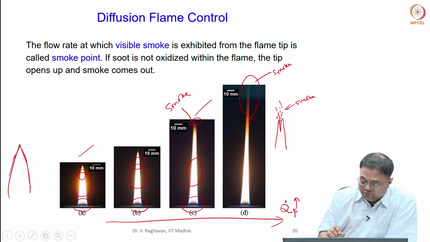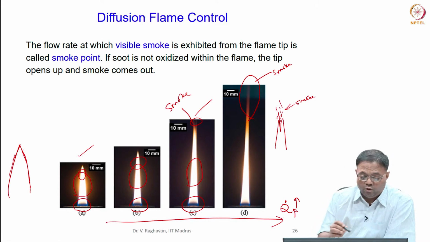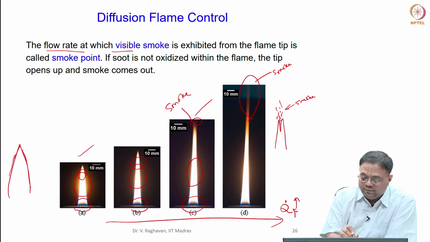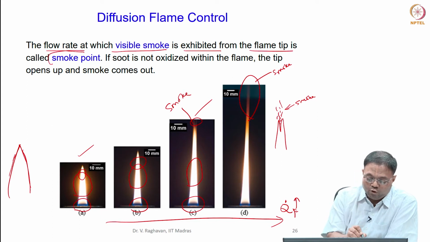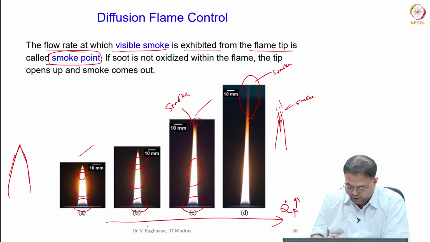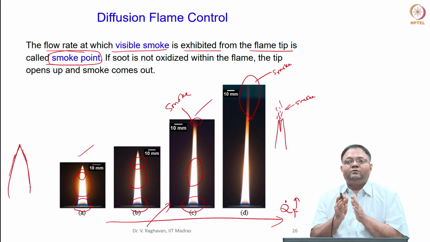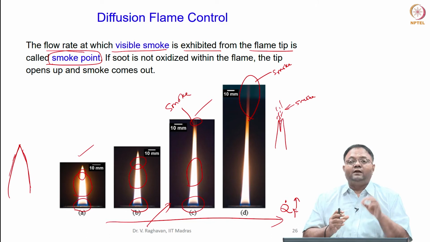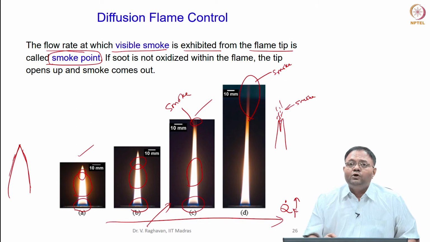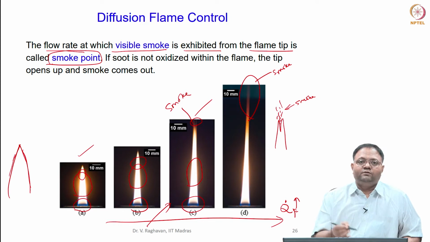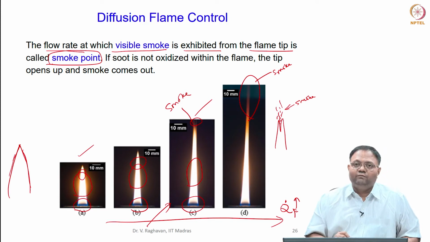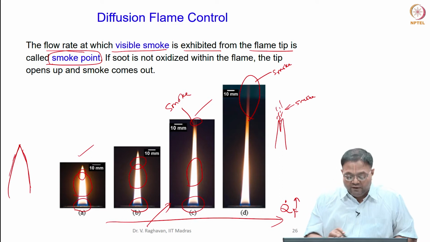Okay. So, this is visible smoke, here also you can see visible smoke. The flow rate at which visible smoke is exhibited from the flame tip is called the smoke point. So, this flow rate where the tip opens and visible smoke is seen, that is called the smoke point of this particular fuel. So, for LPG at a given flow rate, you will see that smoke is formed. Till that, no smoke is seen, because soot forms and oxidizes within the flame itself. So, no soot is leaving the flame.